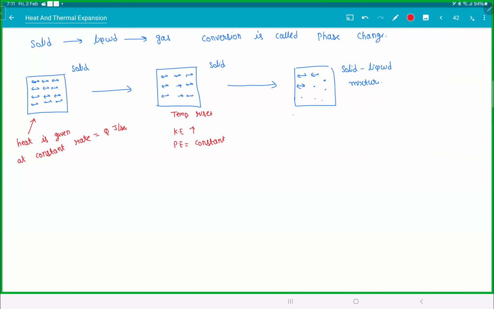So in this process, temperature becomes constant. That is because kinetic energy becomes constant. Potential energy rises. So all the heat that is given is used to break the bonds. You're breaking bonds, that's why solid is becoming liquid. So you're actually increasing potential energy.